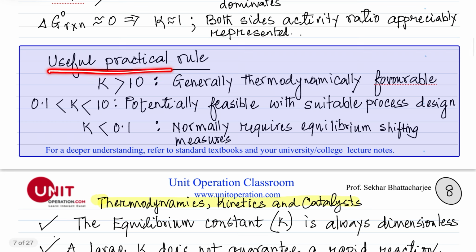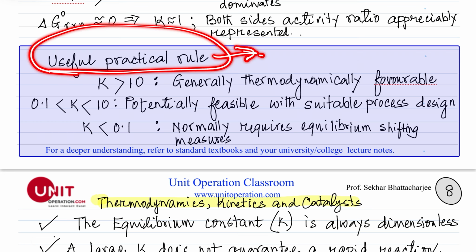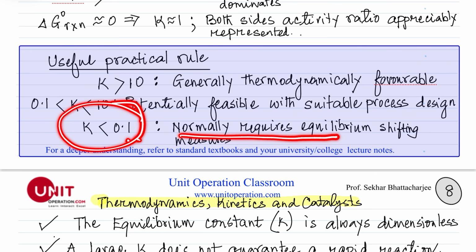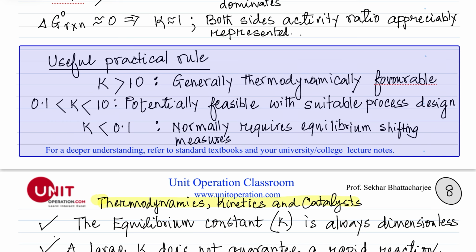We can use a practical rule. This is a rule of thumb, an approximate rule, so don't rely on it. If K is greater than about 10, the reaction is thermodynamically favorable. If K is in the range between 0.1 and 10, it is potentially feasible for industrial application with suitable process design. If K is less than 0.1, it normally requires equilibrium shifting measures, though other parameters may be favorable. We'll see why. These are all given in standard textbooks, or consult your lecture notes.